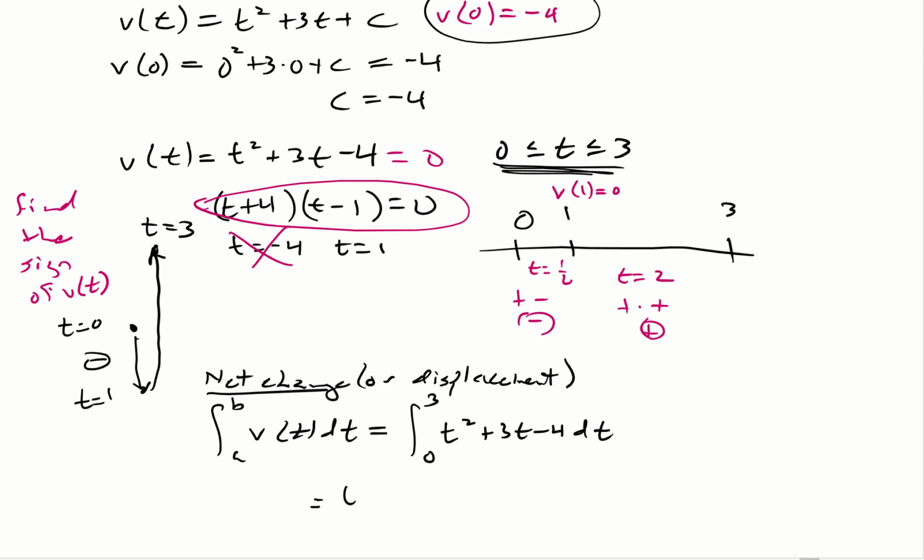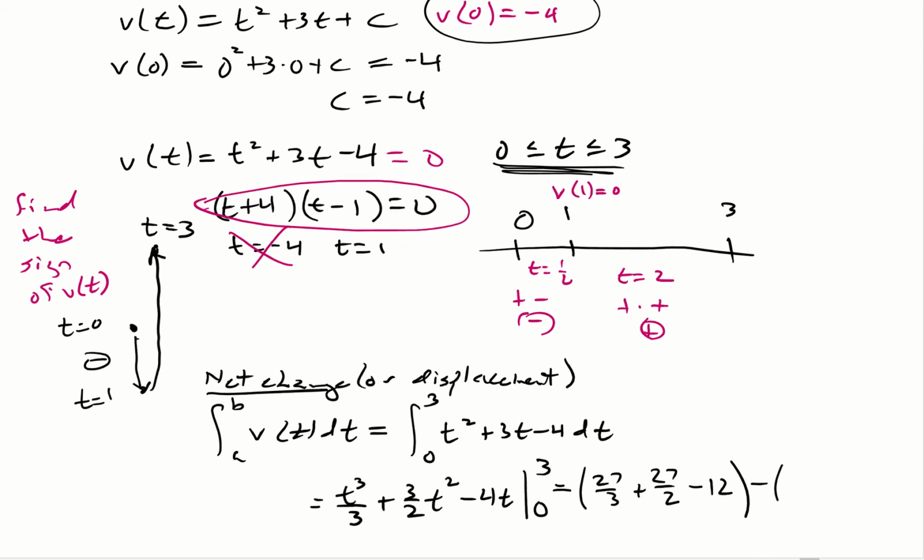We have, therefore, t to the 3 over 3. I'm finding a definite integral, plus 3 over 2 t squared. Aha, I skipped a step. Minus 4t, definite integral, 0 to 3. All right, so what we're getting is 27 over 3 minus, or plus, that would be 27 over 2. And then minus 12. And in the next go round, it's nothing but zeros, isn't it? So did I do my math right? I think so.